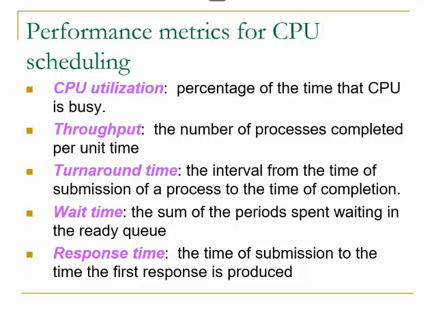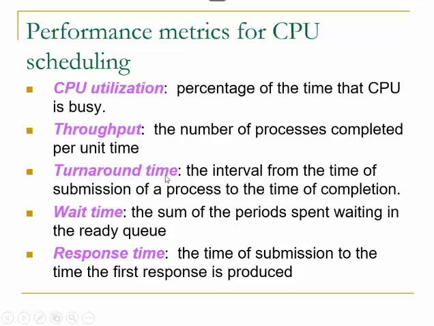The second is throughput. The number of processes completed per unit time is called throughput. If the CPU is busy executing processes, then work is being done. One measurement of work is the number of processes that are completed per unit time, called throughput.